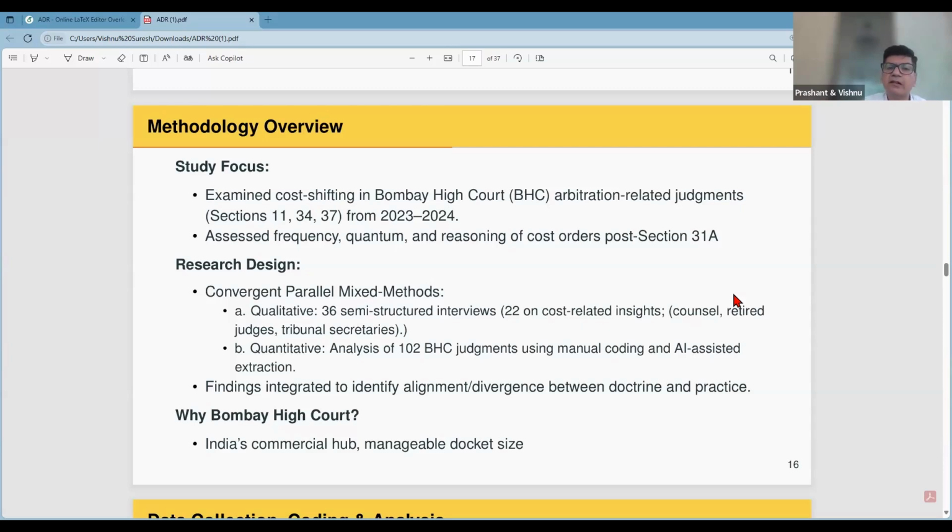We did a mixed-method study, so we did both quantitative and qualitative. We analyzed the judgments using manual coding, and we extracted the data for how many cases actually involved cost impositions. And for qualitative, we conducted 36 semi-structured interviews. This was part of a larger project, and 22 stakeholders also shared their insight on costs. This included lawyers, retired judges, tribunal representatives, institutional representatives, and some in-house counsels as well. We integrated the findings to identify alignment or divergence, whatever the case may be, between doctrine and practice.